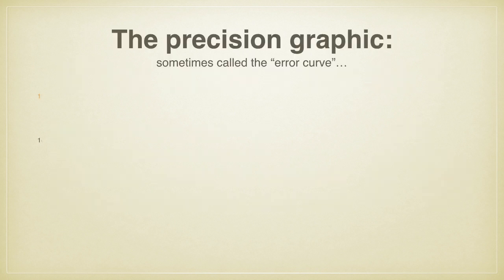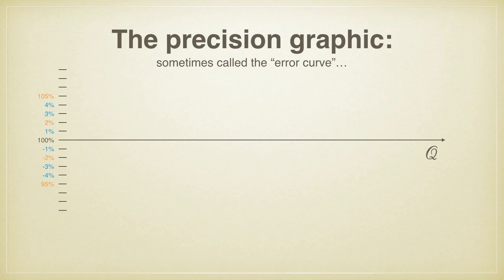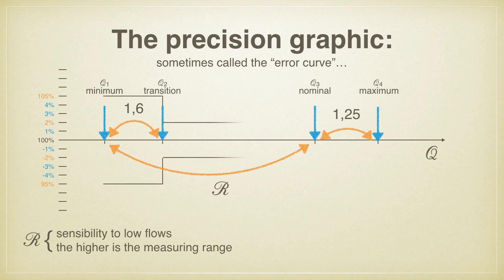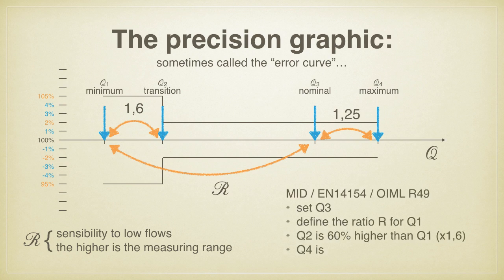The way to visualize the quality of the test is through a precision graphic, or sometimes called an error curve. This 100% represents the real value. We have the nominal flow of the meter, its measuring range to the minimum flow, Q1 and Q3. These two flow rates determine the transitional flow and the maximum flow that bound the plus or minus 5% tolerance between Q1 and Q2 and the plus or minus 2% between Q2 and Q4.